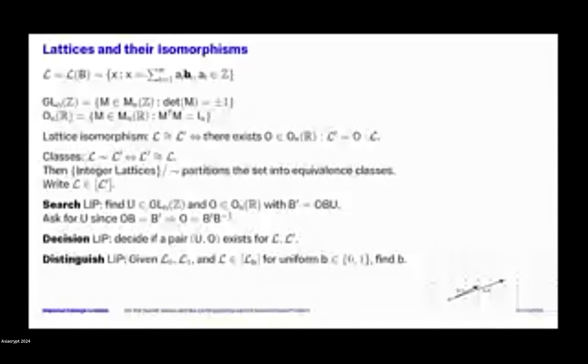The second problem is going to be called distinguish LIP. So this is: given L0, L1, and L, so three lattices, and the promise that L lies in the same class as either L0 or L1, uniformly chosen, one then has to find this bit B with non-negligible advantage.